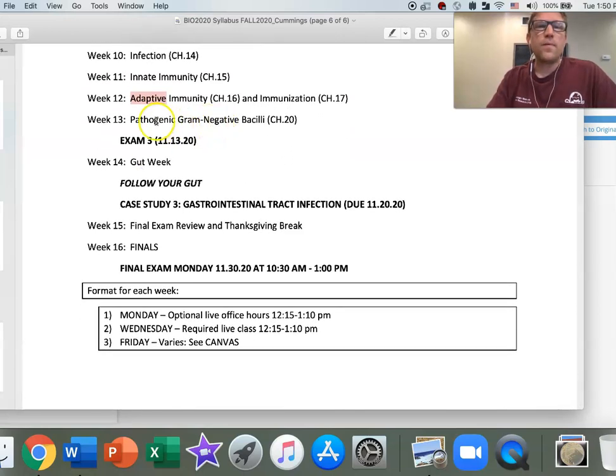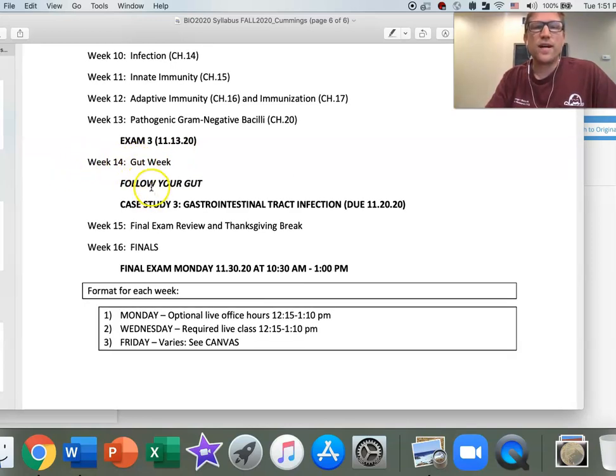We'll start wrapping things up at that point by talking about the pathogenic gram-negative bacilli. It's a mouthful, but it's all going to make sense by the time we get there. These are essentially E. coli and closely related pathogens to E. coli, like Salmonella and some others. You'll take your third exam, and then in the week before finals, we're going to call it Gut Week.